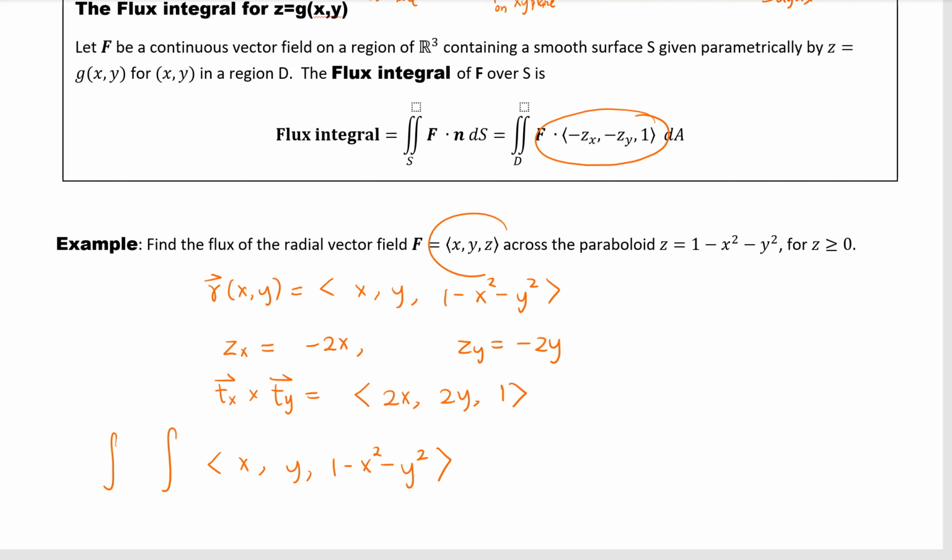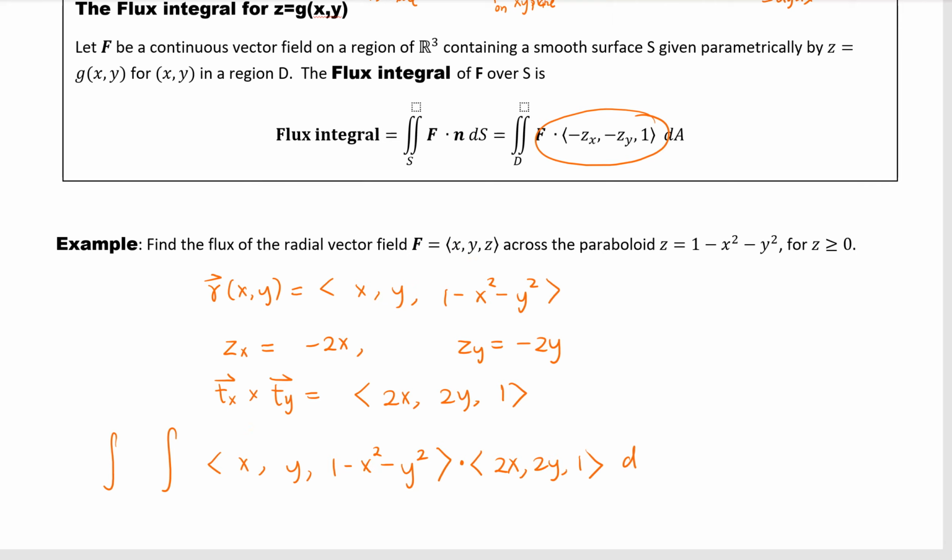Okay, so it really depends on the F, right? If the F is, say, y, x, z, then what do you do? You switch your x and y. Whenever you see x, that's the x coordinate of our r. Y is the y coordinate of it. So z is the z coordinate of our parameterization. So far, so good, everybody? And then we dot product with 2x, 2y, and 1.